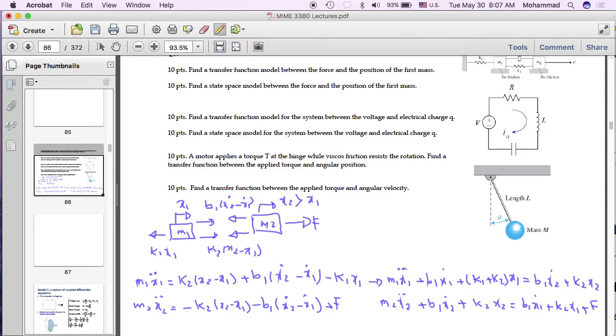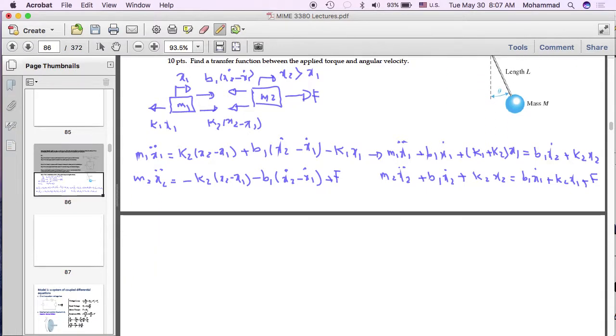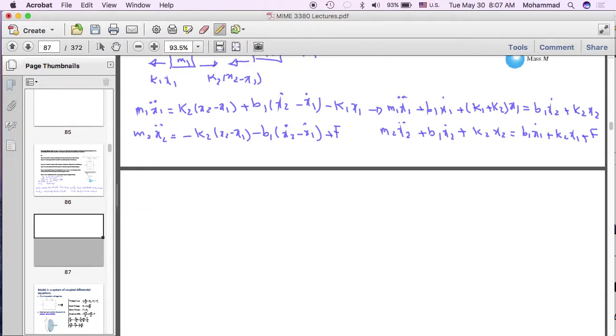Did we make any sign mistakes or anything in the rearrangement? Please let me know, and we'll make a correction. So we did the rearrangement. What is the next step? Again, the ultimate goal is to find the model between force F and x1.